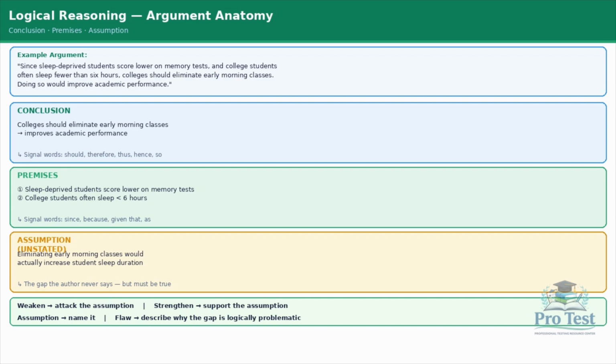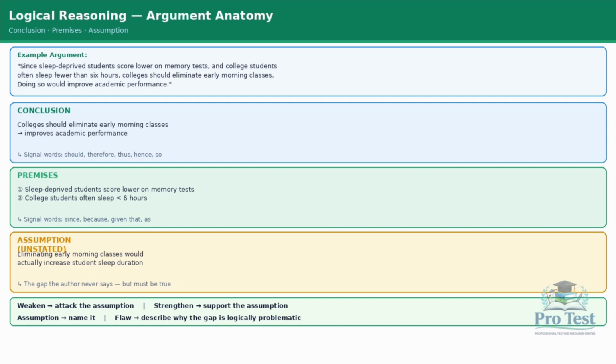The premises are the evidence offered in support. Signal words include because, since, given that, and as a result of. The assumption is the unstated gap that bridges the premises to the conclusion. It is what the author takes for granted but never says. This gap is where almost every logical reasoning question lives.